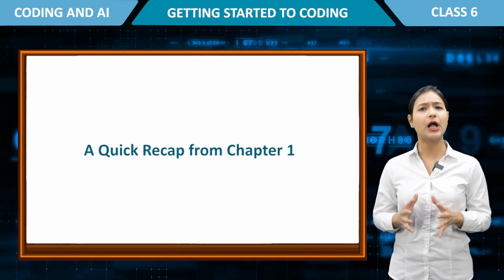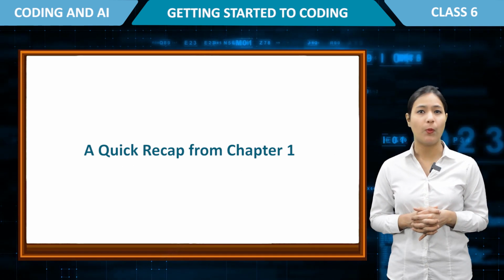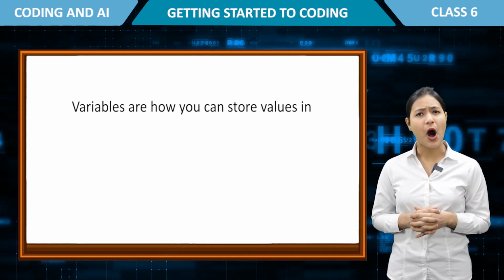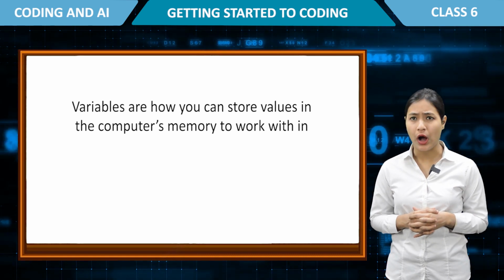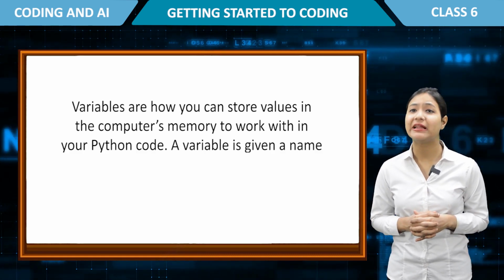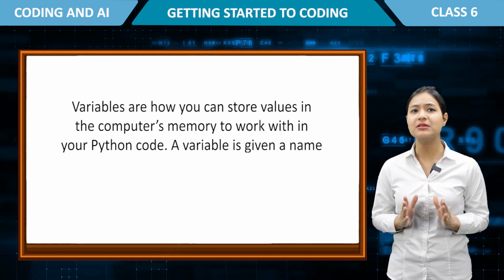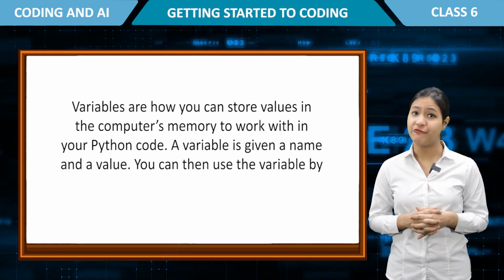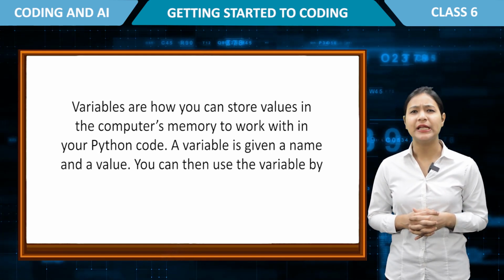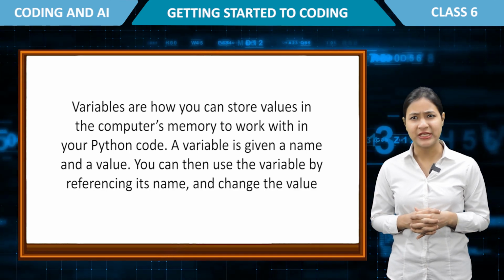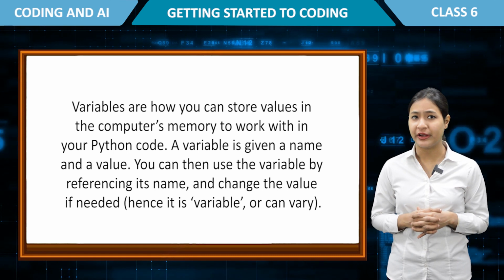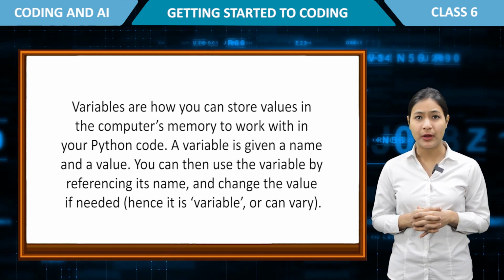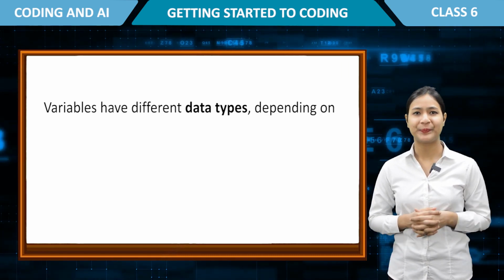A quick recap from chapter 1. Variables are how you can store values in the computer's memory to work with in your Python code. A variable is given a name and a value. You can then use the variable by referencing its name and change the value if needed. Hence, it is variable, or can vary.